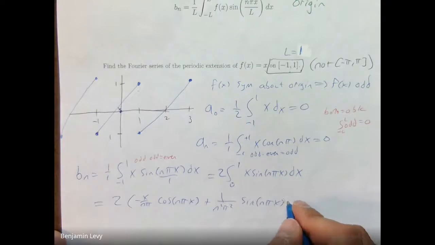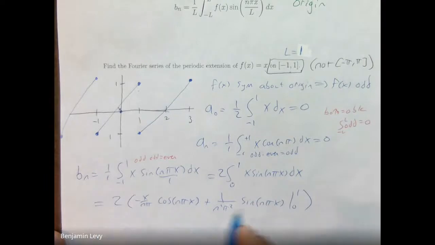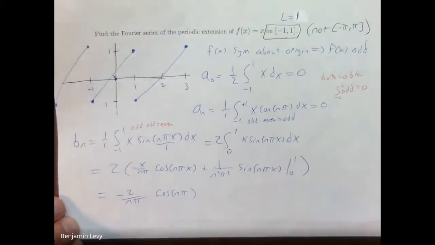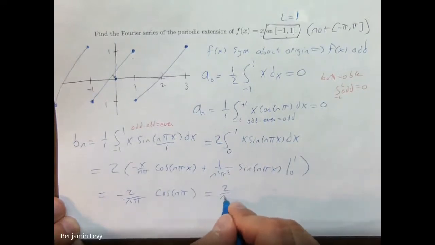And then you need to evaluate that from 0 to 1. And when you evaluate that from 0 to 1, you get this. And we had already previously seen that when you do cosine of n pi, that oscillates between plus or minus 1. And so that's a fine way to write that, or you could write it like this if you wanted to get rid of the trig.